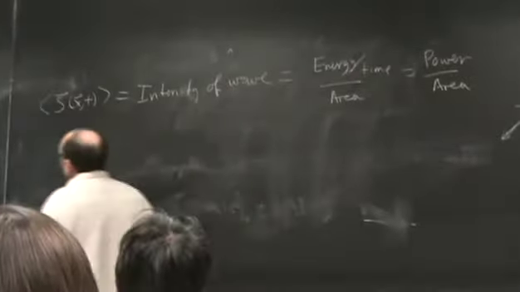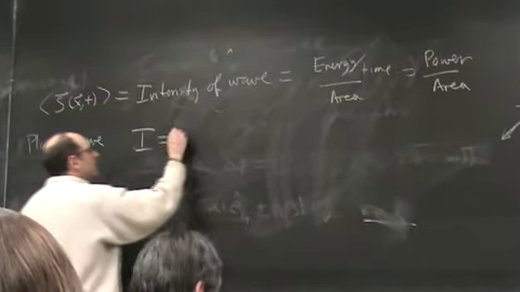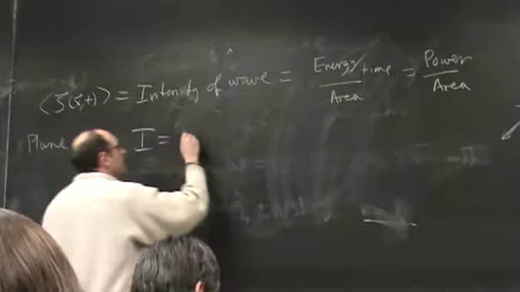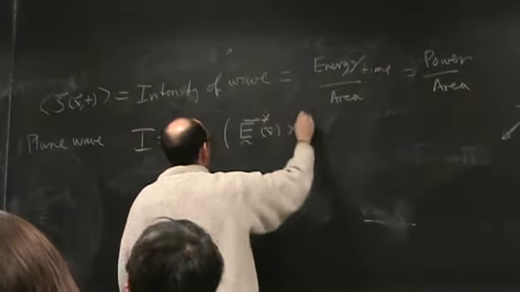And for a plane wave, what is that? Well, the intensity, I, is equal to the real part of E star cross B, generally for a monochromatic field it would have this form, 1/2 of that times c over 4 pi. And for a plane wave, this is equal to c over 8 pi, the real part of E0 star crossed into B0.